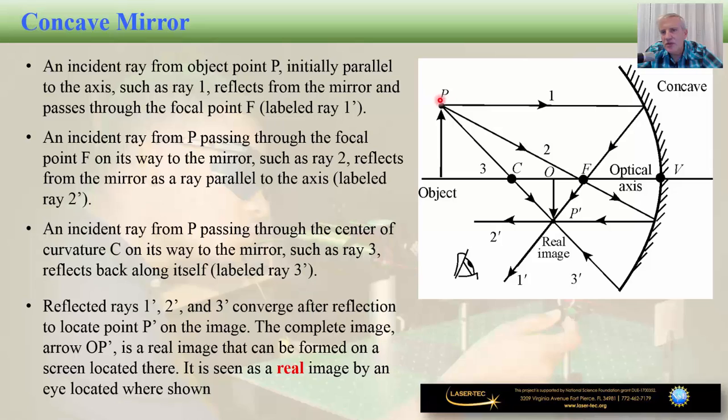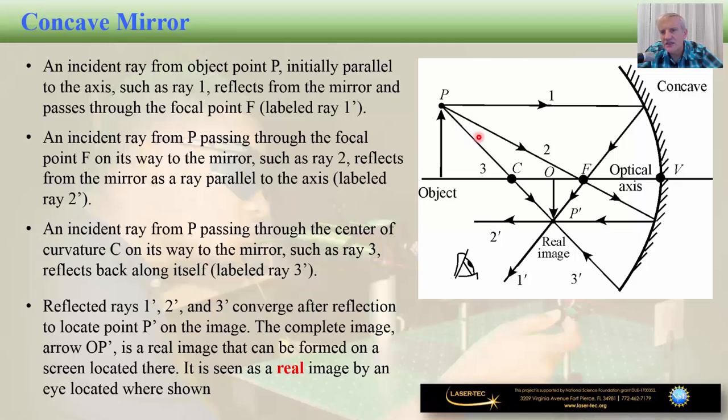And then you need to remember that the one that's parallel to the optical axis is going to get reflected to the focal point. The one that is moving through the focal point is going to get reflected parallel to the optical axis. And finally, the third one that's propagating through the center of the curvature is going to get reflected back along the same line.